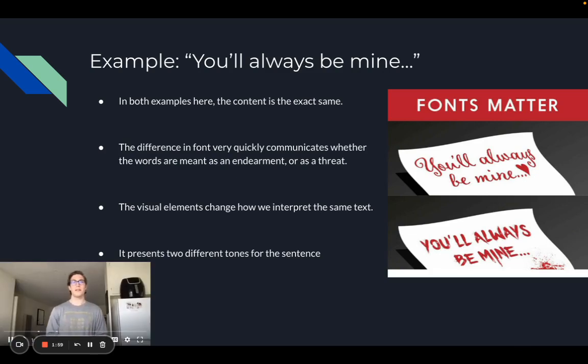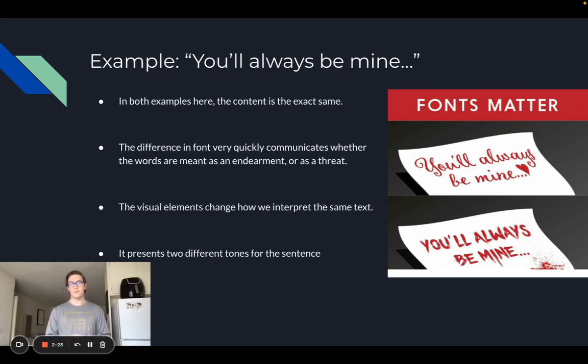An example would be the sentence, "You'll always be mine." In both examples here, the content is the exact same. The difference in font very quickly communicates whether the words are meant as an endearment or a threat. The visual elements change how we interpret the same text. It also presents two different tones for the sentence.